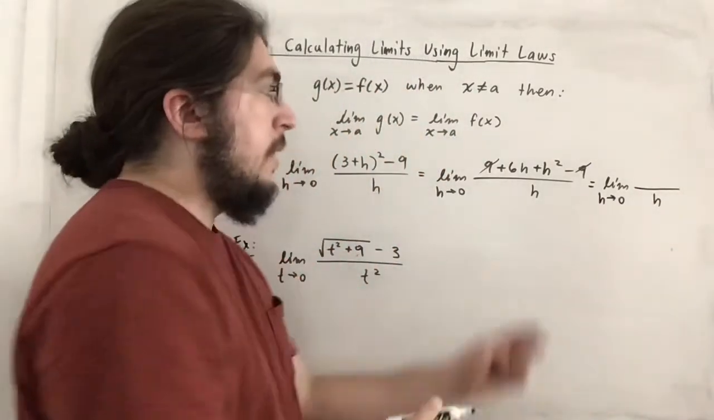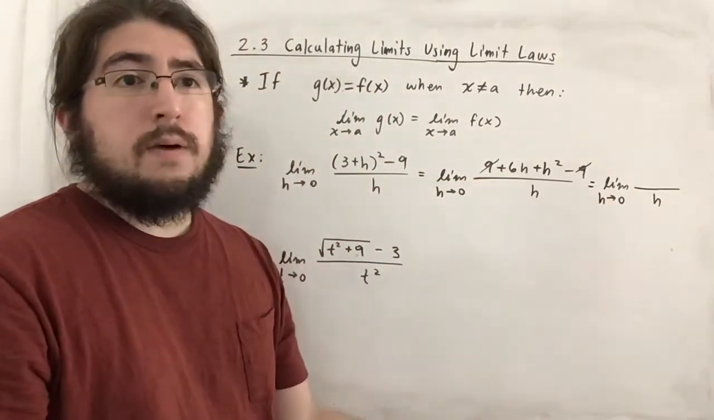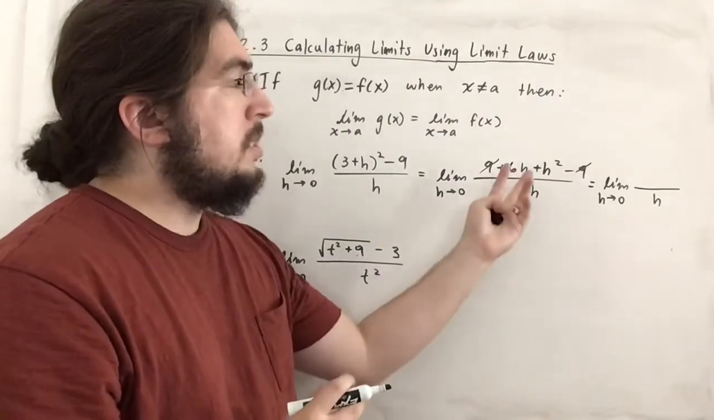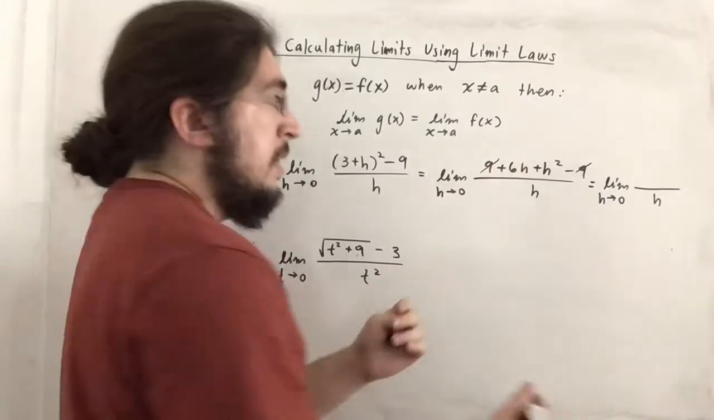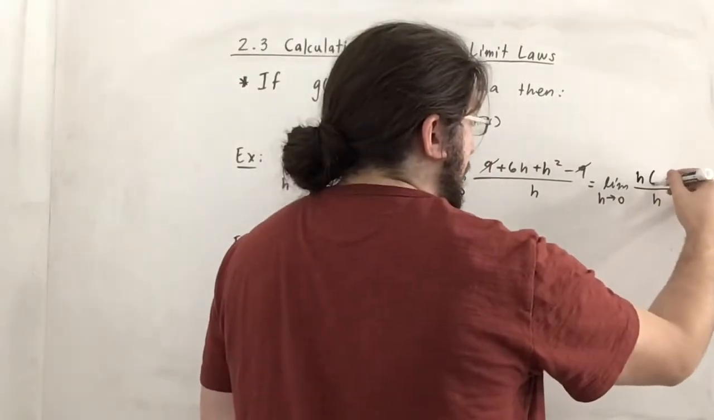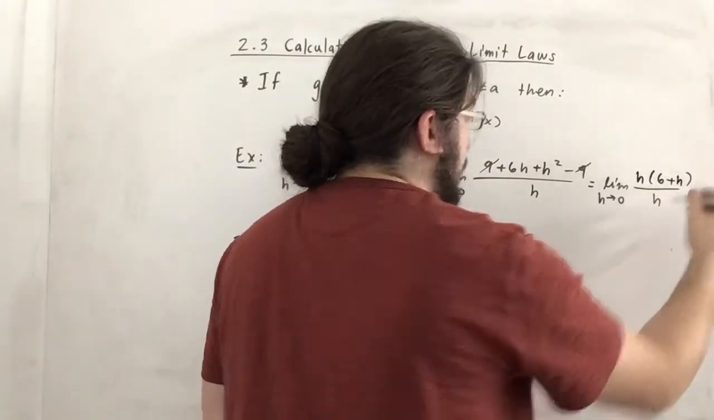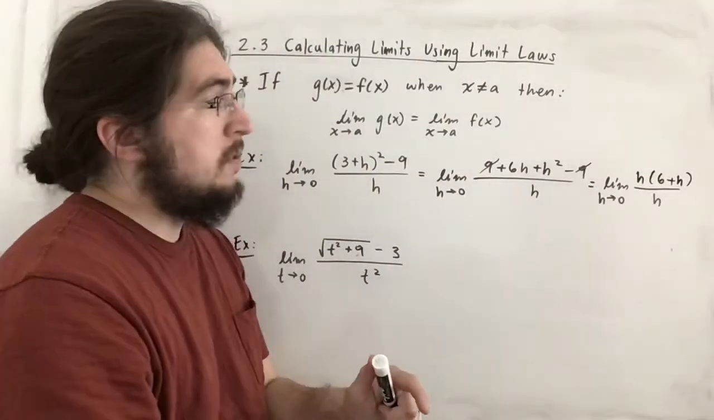Now you'd expect me to write 6h plus h squared, but I'm not going to waste too much time here. Notice what we have left over: they both have h in common. If you pull h out, you'll have 6 plus h left over. And now we can actually cancel these h's out.